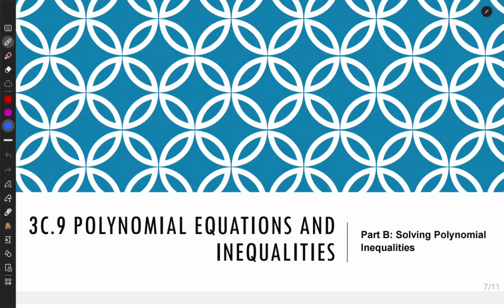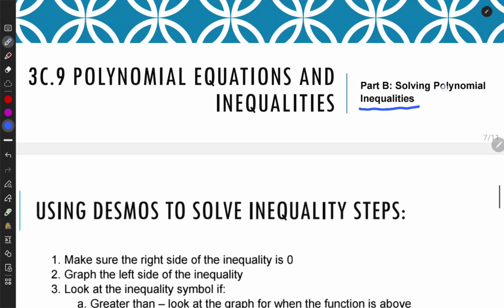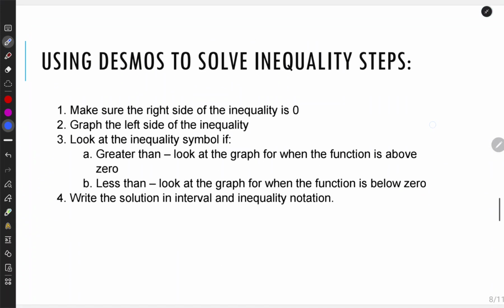To part B of solving polynomial equations and inequalities. And part B is where we're going to be focused on inequalities, okay? We're going to be using decimals to solve the inequalities. So you want to make sure that the right side of the inequality is equal to 0. You're going to graph the left side of the inequality.